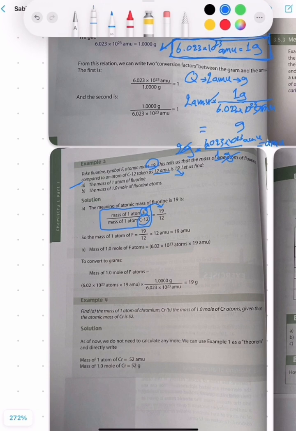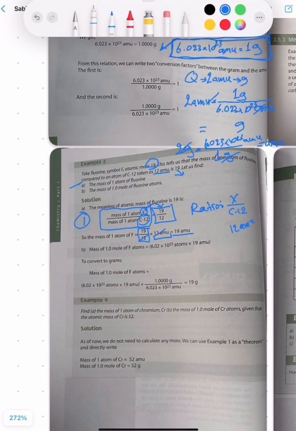19/12. Done. First step is done. Get the ratio. Step number 1, ratio of X over carbon 12. So you have 19/12. So how do you get AMU? You know that the atomic mass unit of carbon 12 is 12 AMU, right? So what do you do? You just multiply it. So you get the ratio, multiply it by 12 AMU, cross it, you will get 19 AMU, which is the atomic mass unit of fluorine.